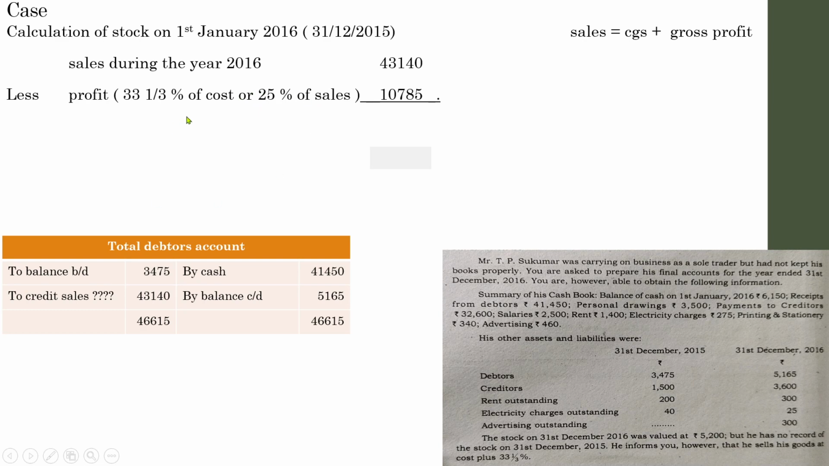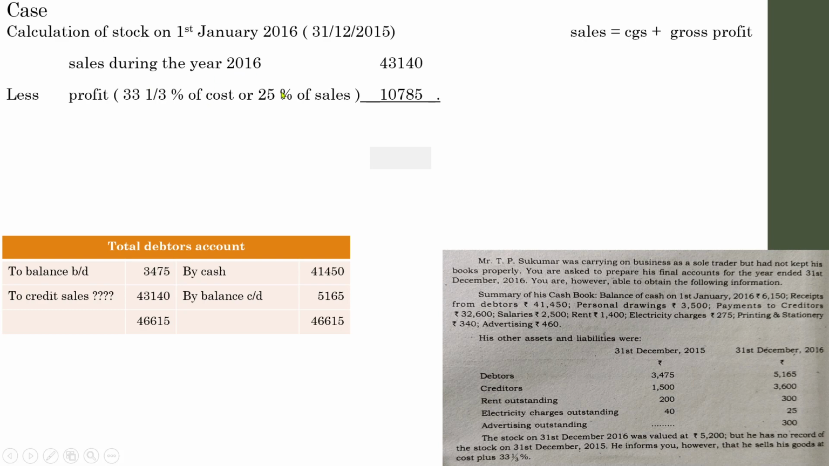Gross profit will be a certain percentage of sales, and at the same time it will be a certain percentage of cost. So whenever 33 1/3 percentage of cost is mentioned, that gross profit means it will be 25 percentage of sales. That is the concept. So in this question there is no information regarding cost of goods sold. We need to find out. So don't worry about the cost.